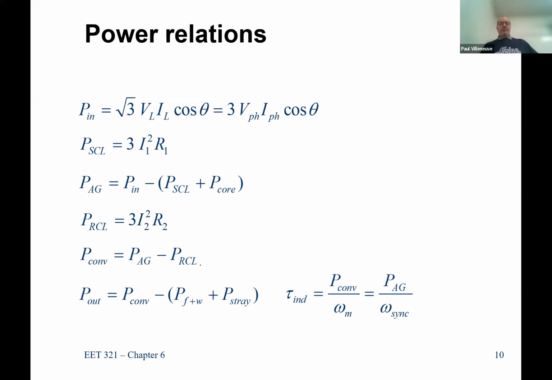Then I have converted power. So I take my air gap power and lose the rotor copper losses. And then my output power, the actual output power, is that mechanical converted power minus the mechanical losses. Okay. These are mechanical losses. And so if you have to do analysis, you got to go talk to the mechanical engineers and say, what are the mechanical losses of the system?